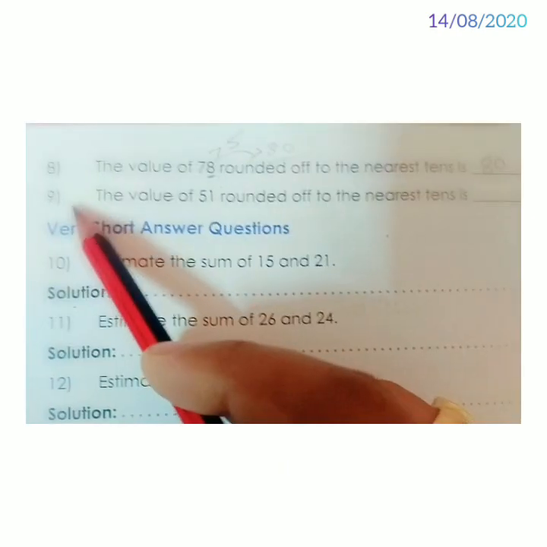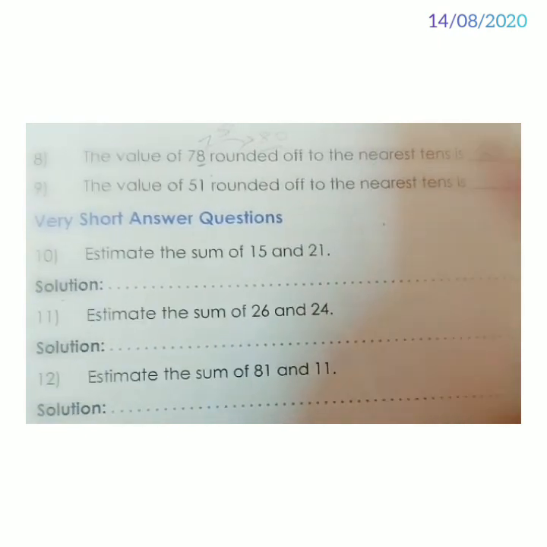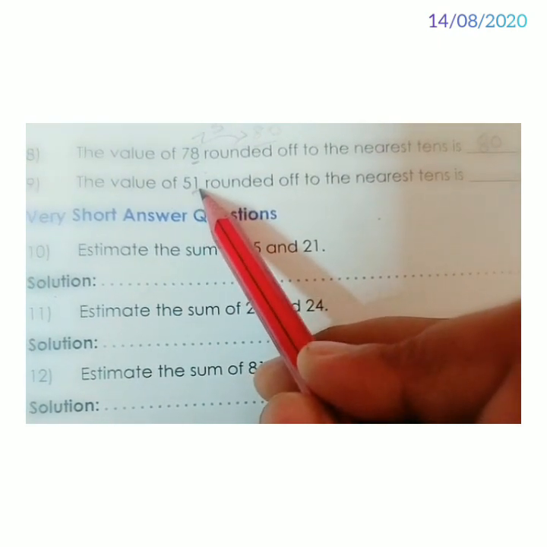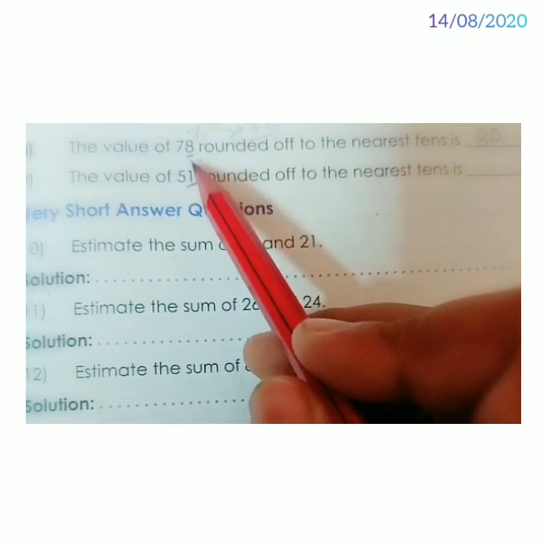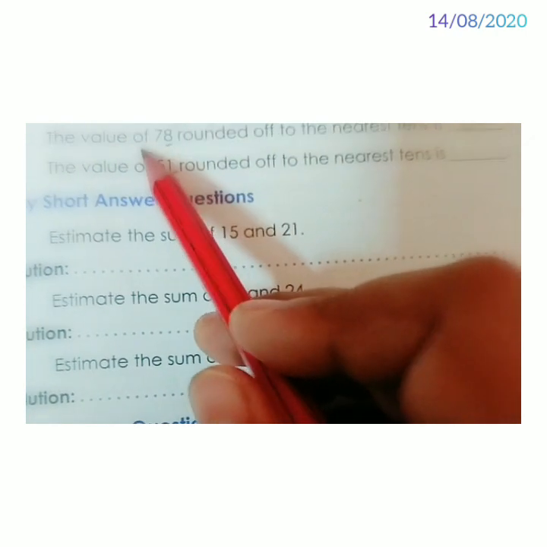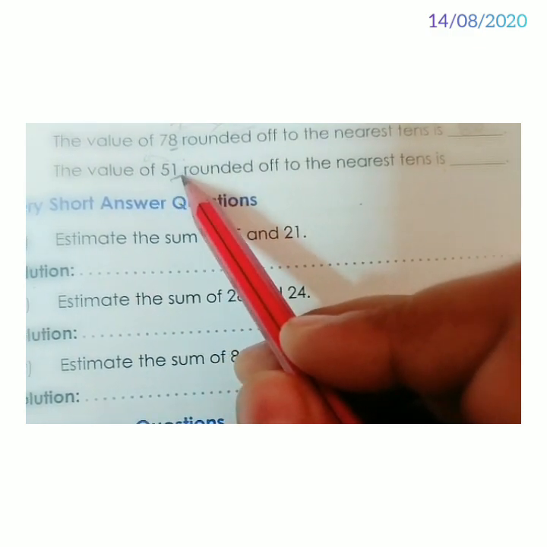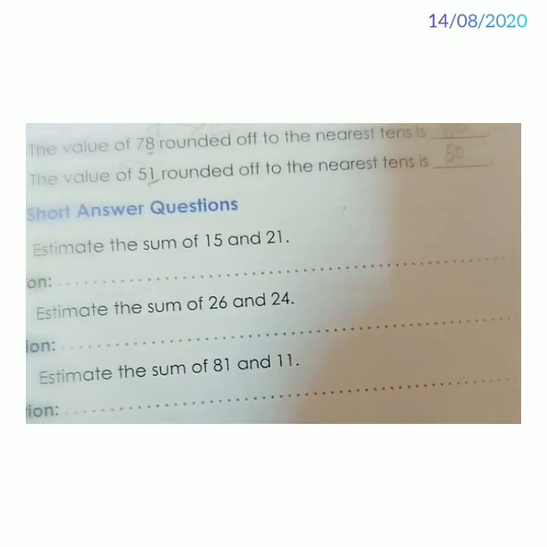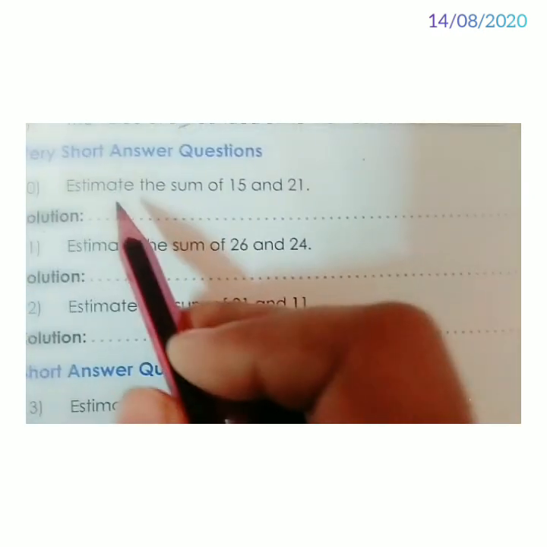Okay, dear children. Now let's do the next question. Question number 9. The value of 51 rounded off to the nearest 10 is dash. So what is the digit in the ones place, dear children? 1. 1 is less than 5. Isn't it? According to the estimation rule, 1 is less than 5. So we have to move backward, isn't it? So the nearest ten before 51 is 50. So the correct answer is 50. Okay, I hope all of you are clear. Now let's move on to the next question.